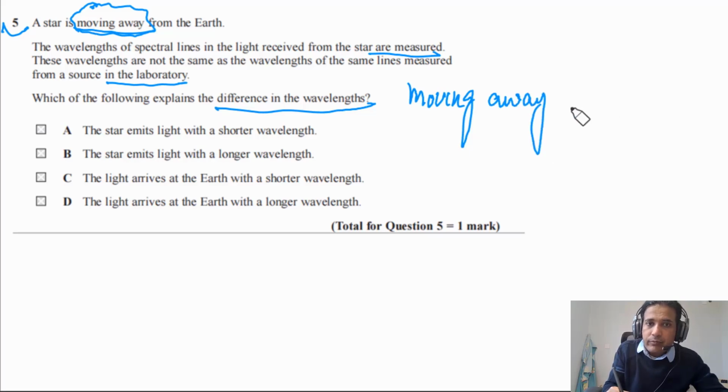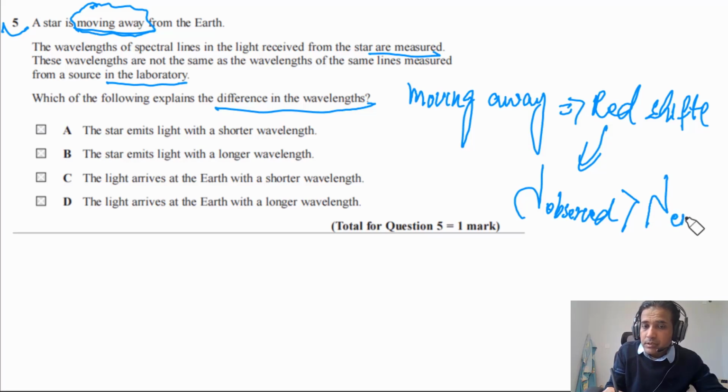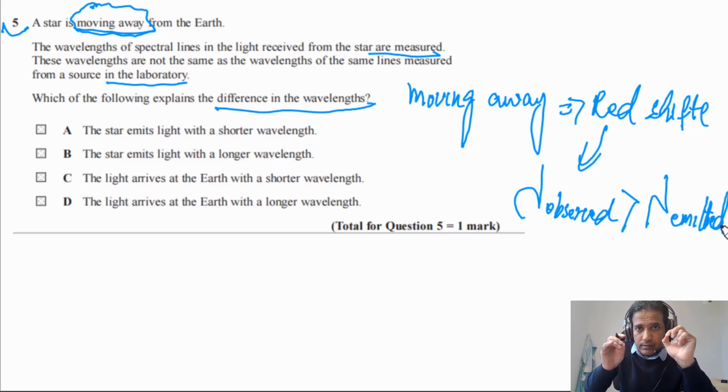The light will be redshifted. Moving away simply means that redshifted. And redshifted simply means that lambda observed has to be greater than lambda emitted, meaning the wavelength of the light emitted from the source.